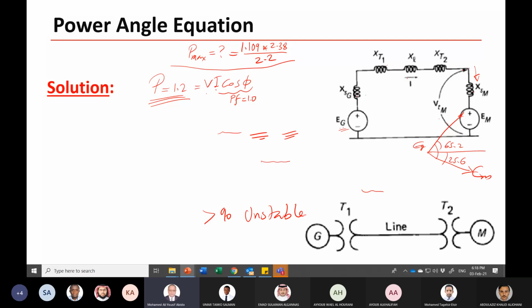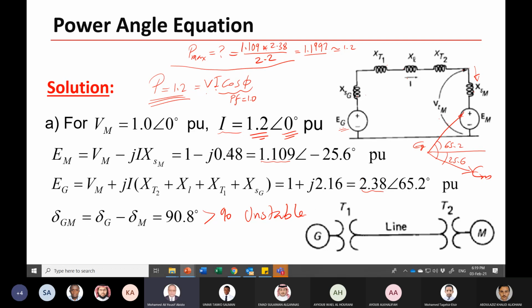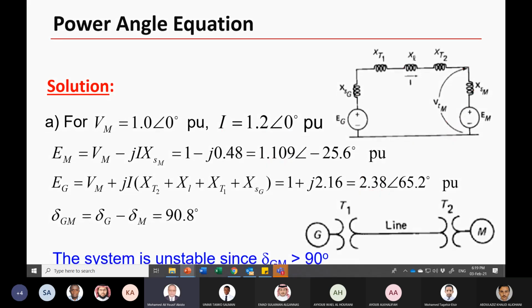So what do you think? How much is this? 1.1. This would be a little bit higher than 1.1, right? It is 1.1997, which is almost 1.2. And this is clear even from the angle. It is almost 90 degrees here. So the system is unstable.